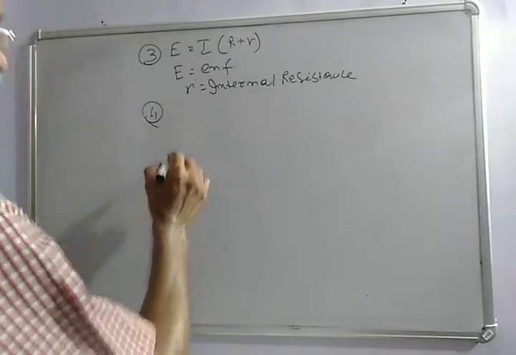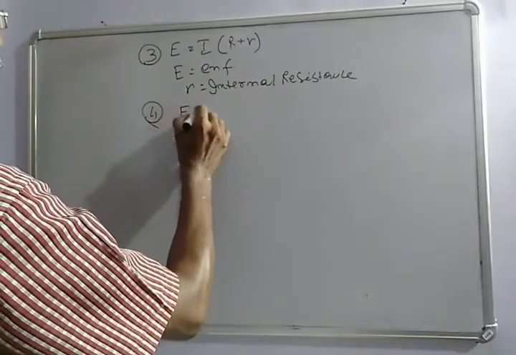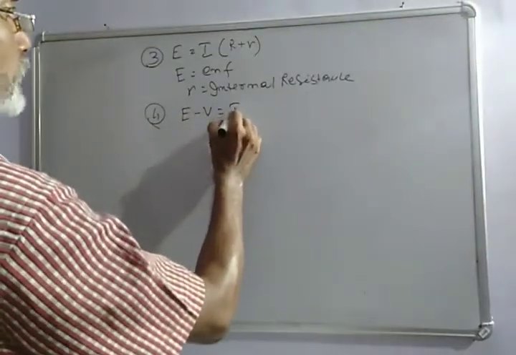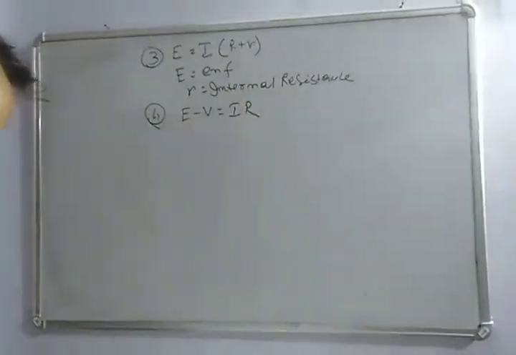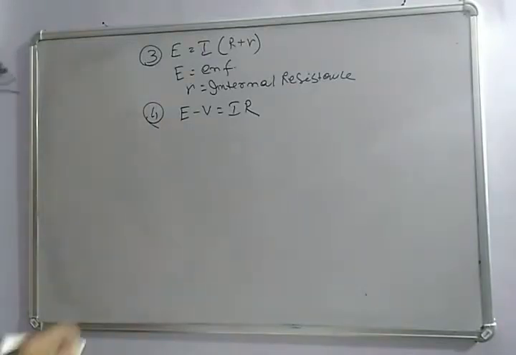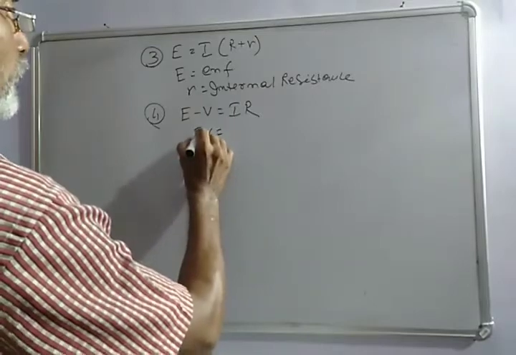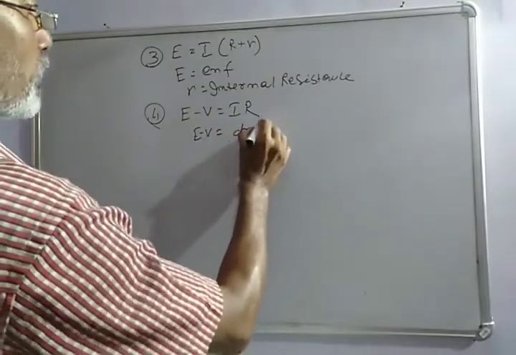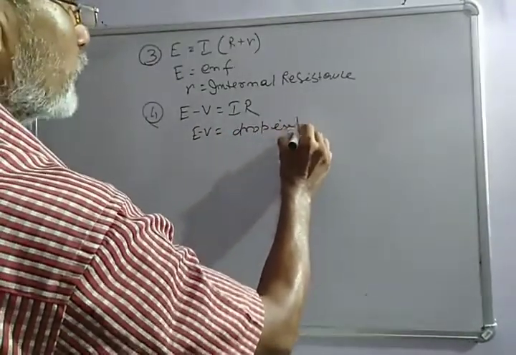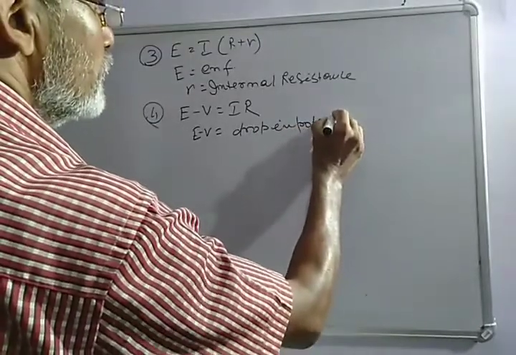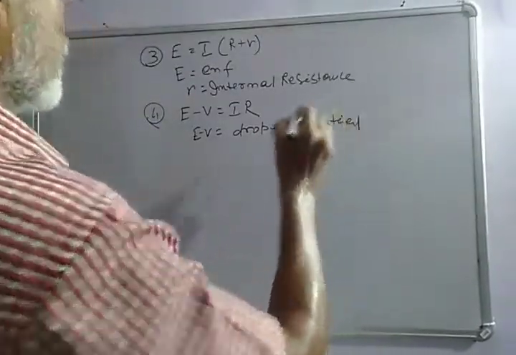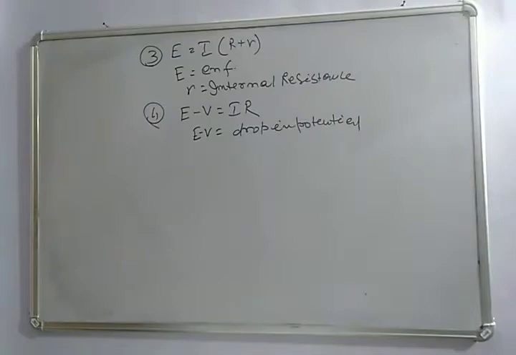Number 4, E minus V is equal to Ir, where E minus V is the drop in potential, I is the current, and r is the internal resistance.